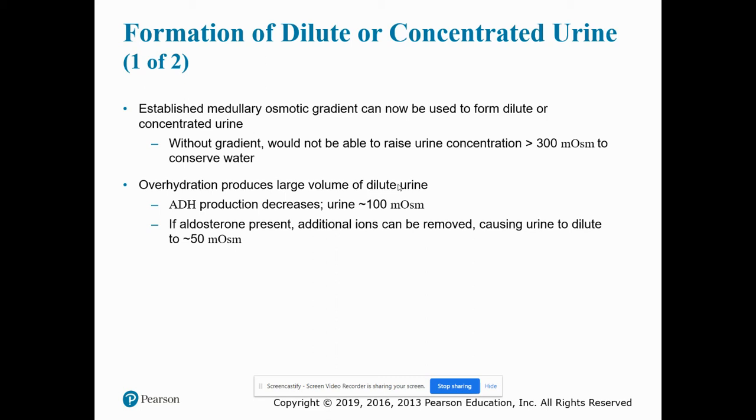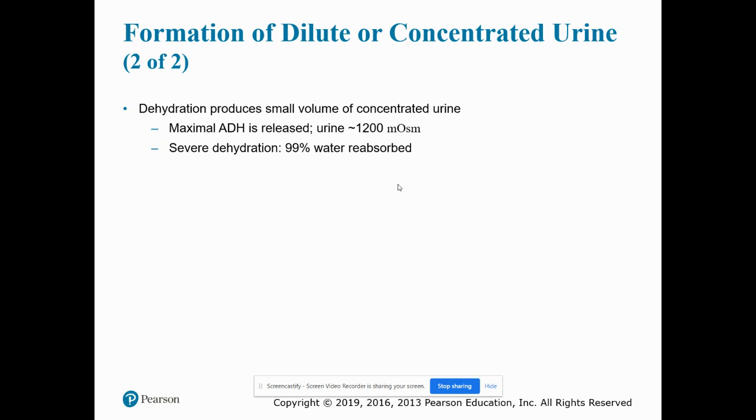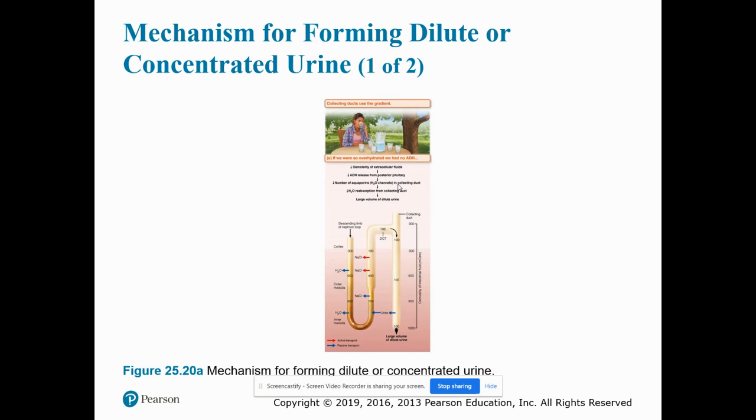Overhydration is going to produce a large volume of dilute urine. ADH production will decrease, and the urine osmolarity will be around 100 milliosmoles. If aldosterone is present, additional ions can also be removed, which will cause the urine to dilute to about 50 milliosmoles. Dehydration is going to produce a small volume of concentrated urine, and maximal ADH is released. The urine concentration can go all the way up to 1200 milliosmoles. With severe dehydration, 99% of water is reabsorbed.